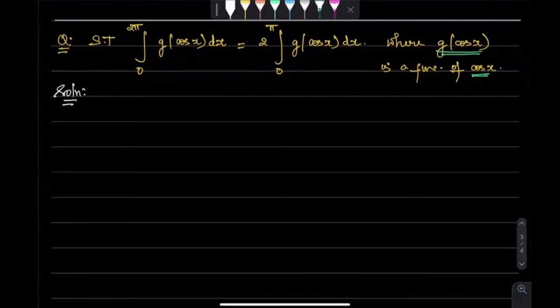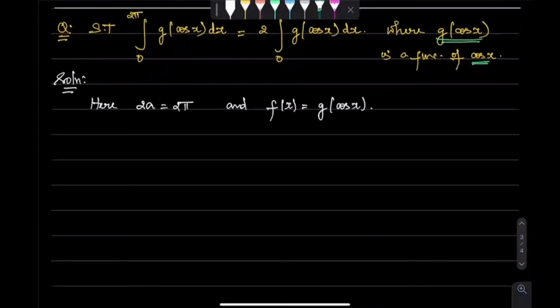It is of the form, in the formula, you can see clearly, integral 0 to 2a. Yes, it is obviously in the form of 0 to 2a. So I'm going to consider 2a is equal to 2 pi. And your f of x is g of cos x.